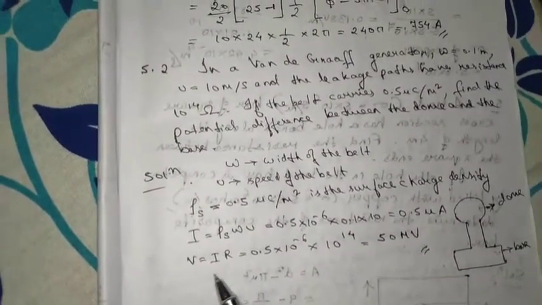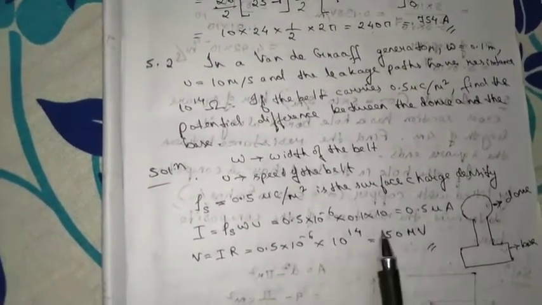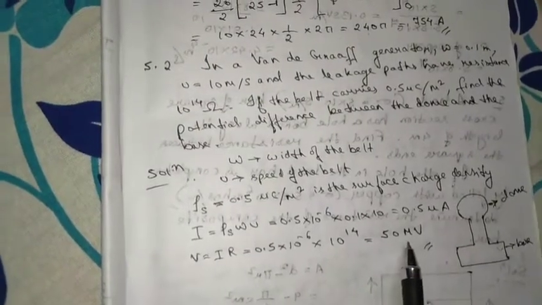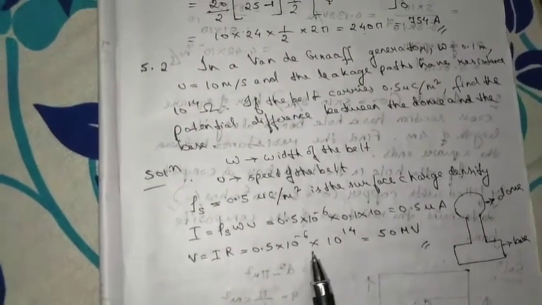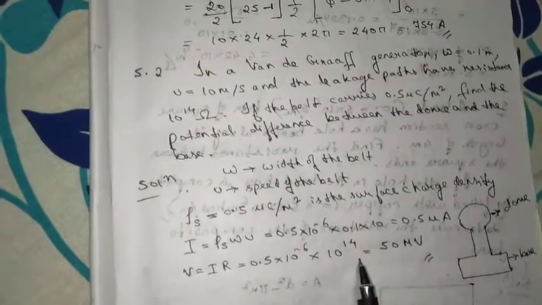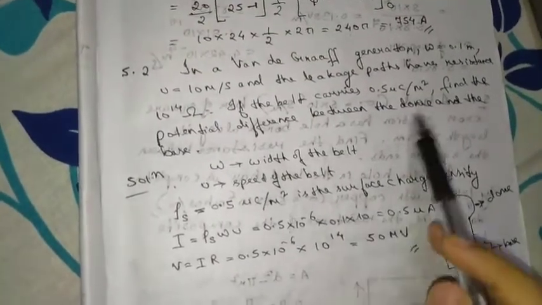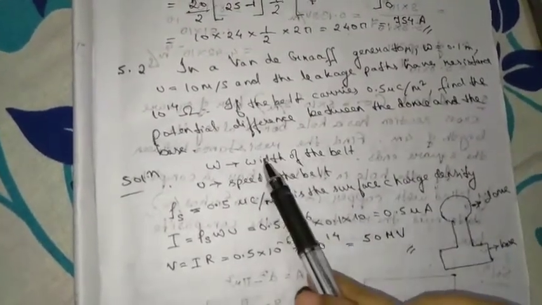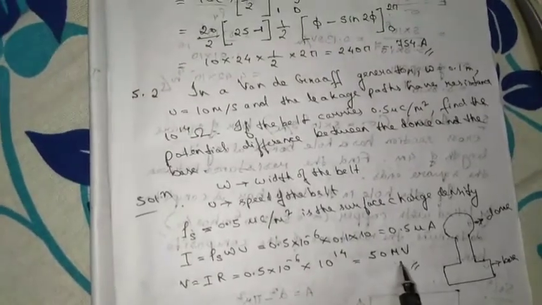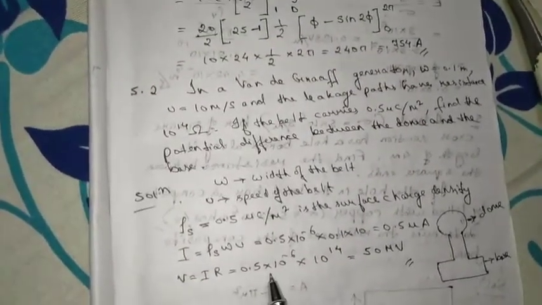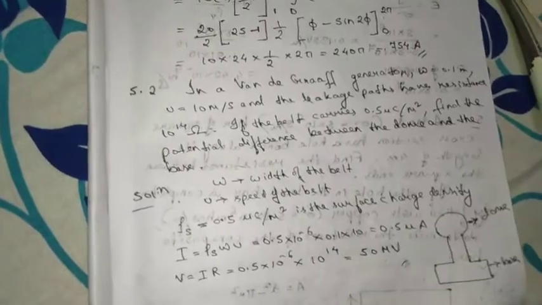Then we will apply Ohm's law, that is V is equal to IR. Then we will get 50 megavolt. So we got the voltage 50 megavolt. That is the potential difference between the dome and the base. It is 50 megavolt. So this is the answer of the second question.